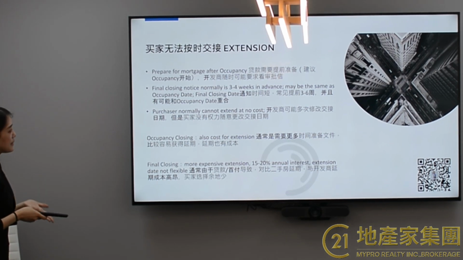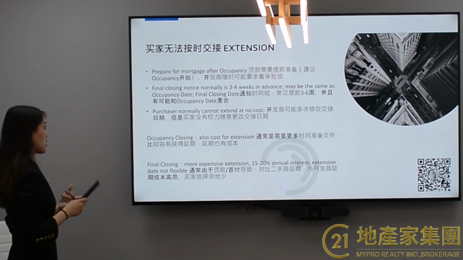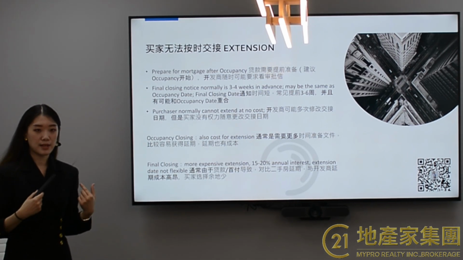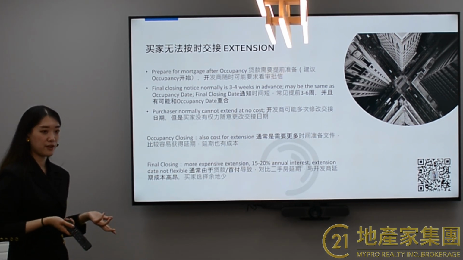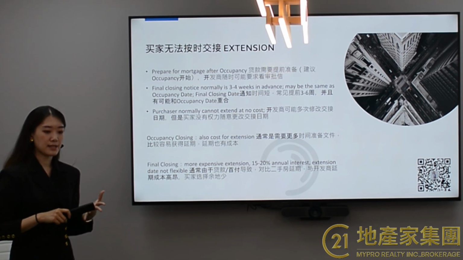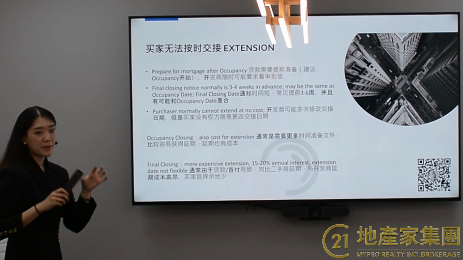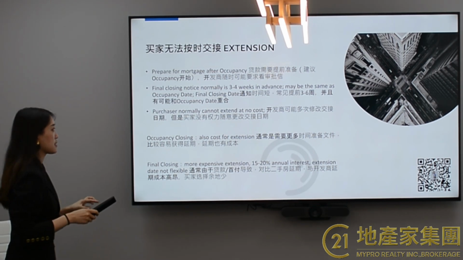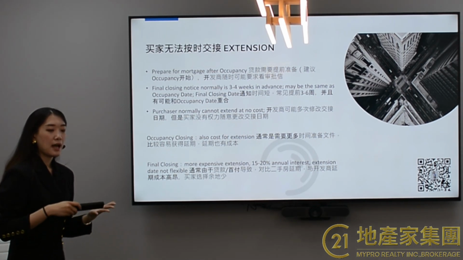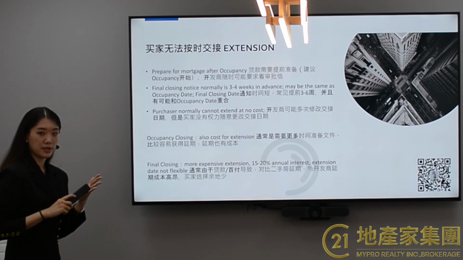So basically, we get a lot of questions about closing. One question is the purchaser will ask us, when should I start preparing for the mortgage? And they ask us, when is final closing day? Okay, so when we get the occupancy day closing notice, we will see how it's written in the closing notice.